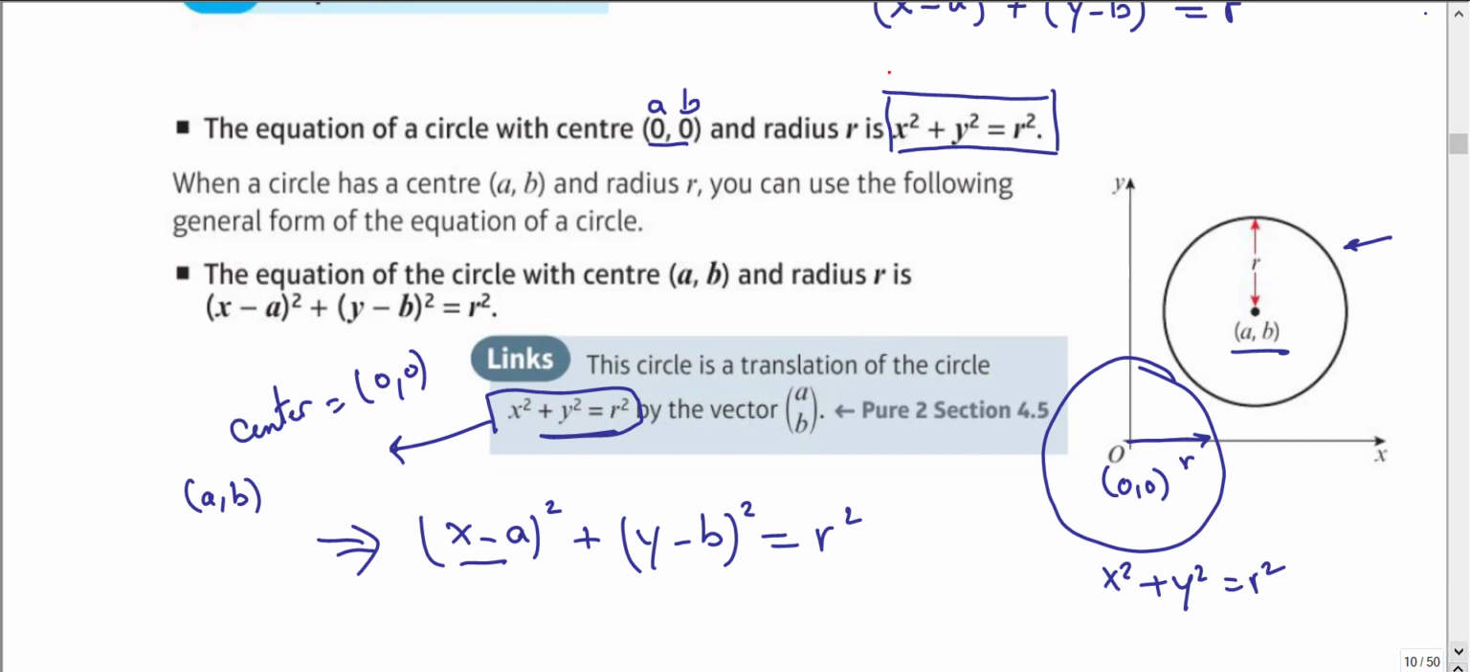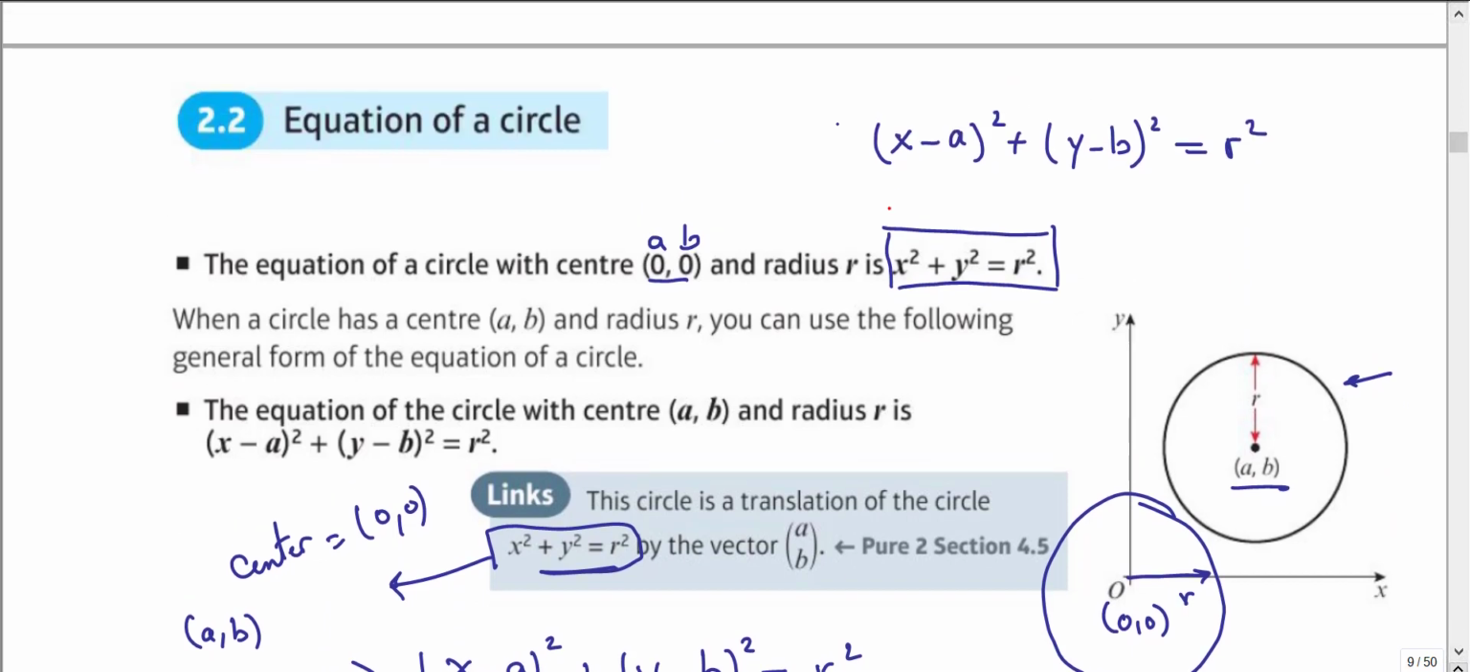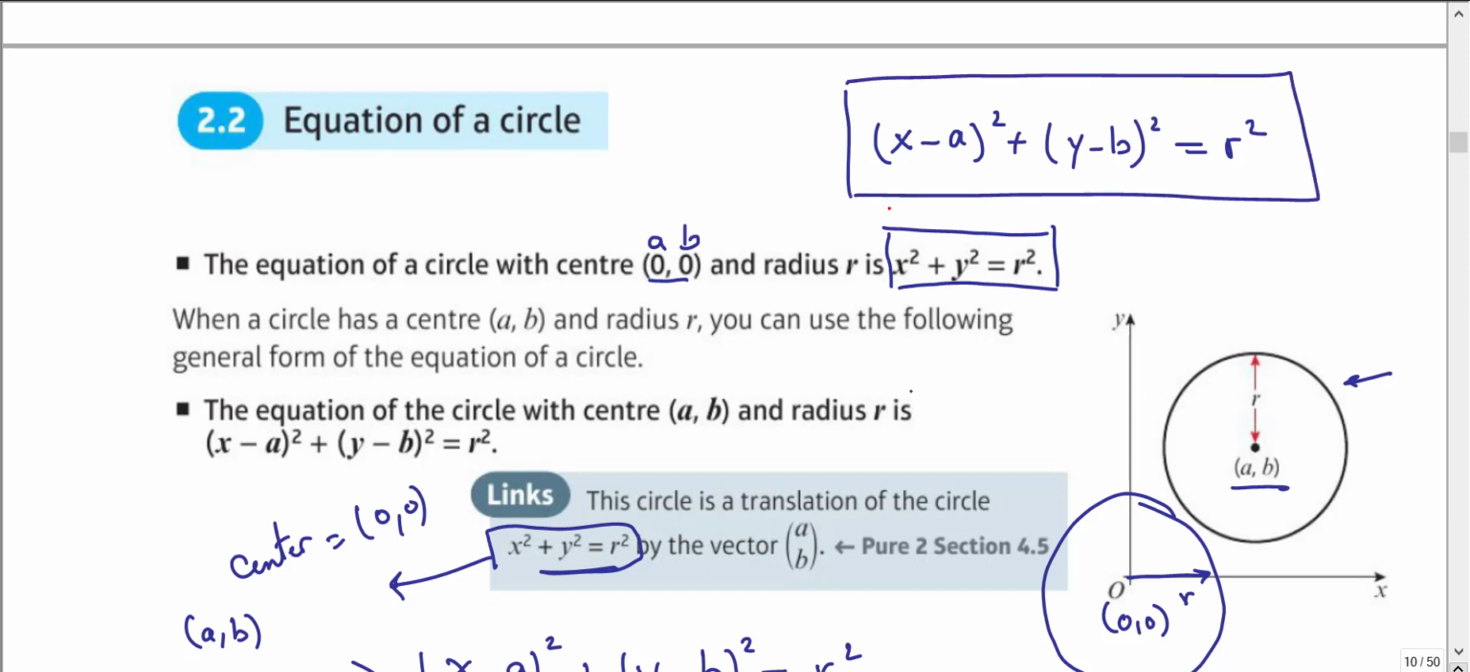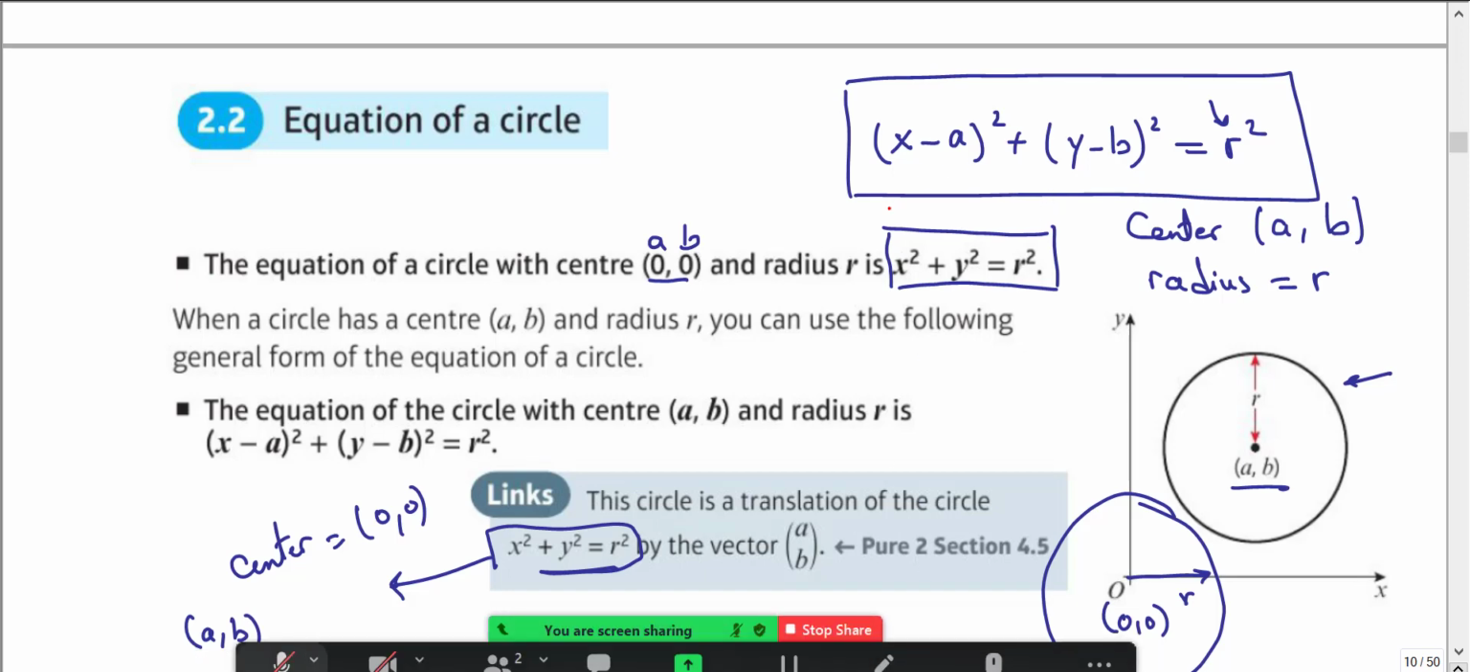Okay, Adam? Now the equation of a circle. Do you know the circle? It has an equation. This is called the equation of the circle. We have a center A and B, and we have radius R. So this is the radius and the center is A and B. Write the equation down, please.